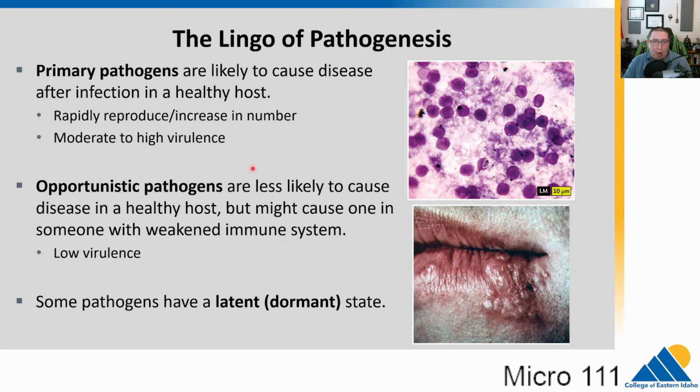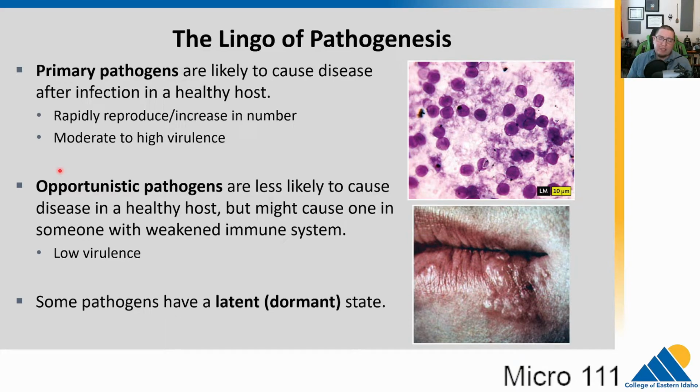Okay, so let's talk about pathogens. We have some pathogens that we call primary pathogens. These are very likely to cause disease after infection in a healthy host, right? A healthy person that gets infected with a primary pathogen is highly likely to develop some sort of disease from it. That means the microbe is going to rapidly reproduce and increase in number in there, and it's going to have moderate to high what we call virulence. I'll show you what this means in a moment.